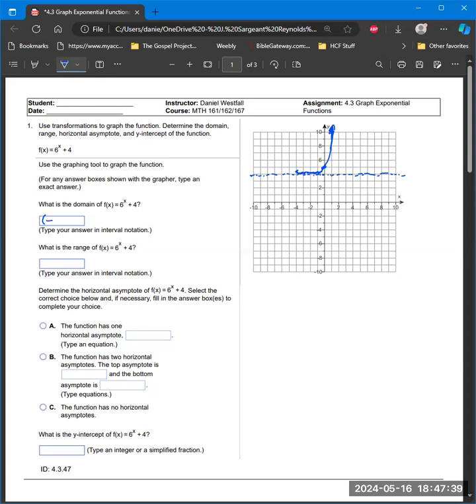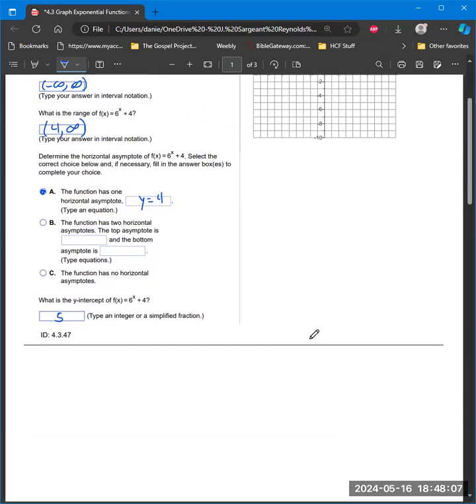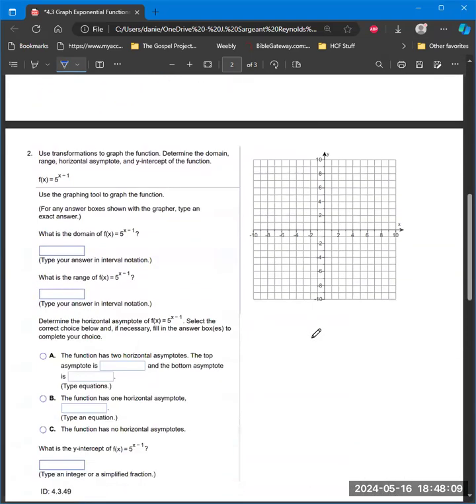The domain, it's going to go all the way to the left and all the way to the right. The range does not include 4. It gets close to 4, never gets there, and goes up to infinity. The function has one horizontal asymptote at y equals 4. And the y-intercept is at 0, 5. They want just the numerical y value, so it is 5.